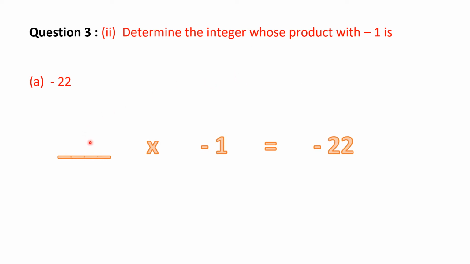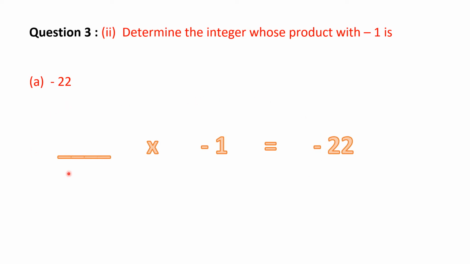So look at this. Determine the integer. Determine the integer means we have to find out the integer, so it's blank here, right? We have to find the integer whose product. Product means multiplication, so I wrote multiplication here, right? So I'm breaking down the question now. I'm writing the question in a mathematical way now. Determine the integer whose product with minus 1 is minus 22. Okay, let me show you once more. Determine the integer whose product with minus 1 is equal to minus 22.